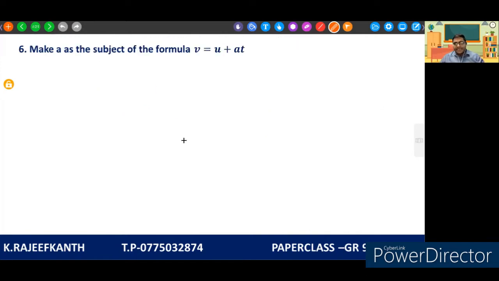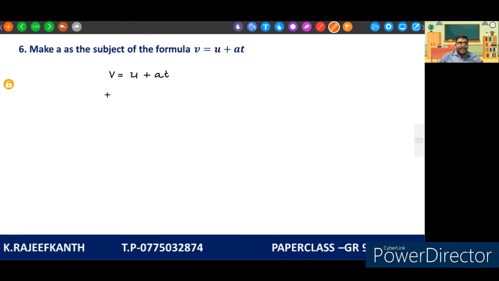Then question number 6. Make A the subject of the formula V equals U plus AT. V equals U plus AT.